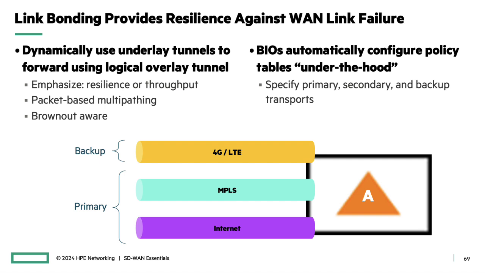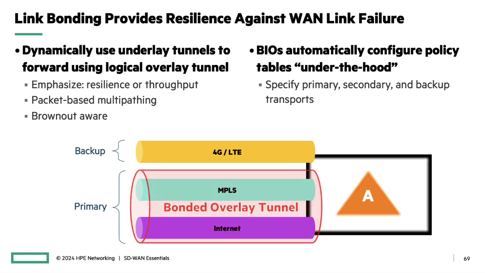Here is an example of a site with 3 connections. Links can be logically bonded together to create an overlay connection. Remember, an overlay is simply a logical grouping of underlay tunnels. An overlay connection can be configured in various ways to emphasize resiliency or maximize throughput and simultaneously make use of multiple links. In this example, our site has a broadband internet connection, an MPLS connection, and an LTE connection.